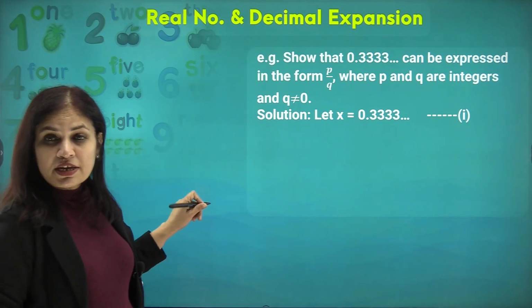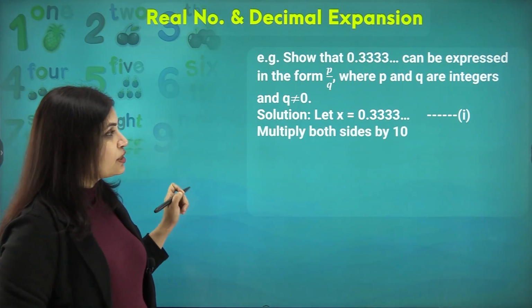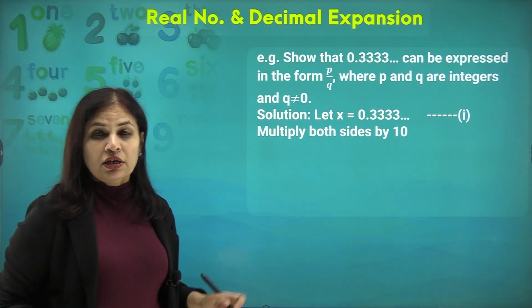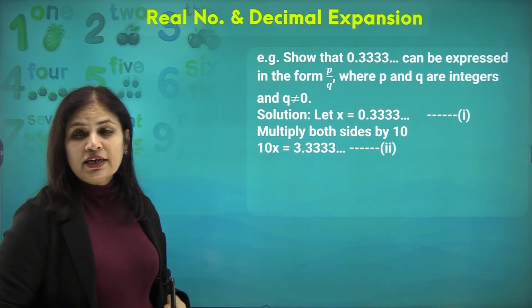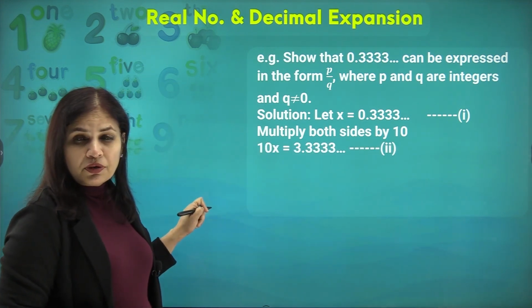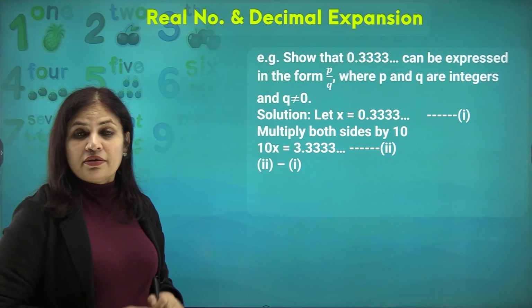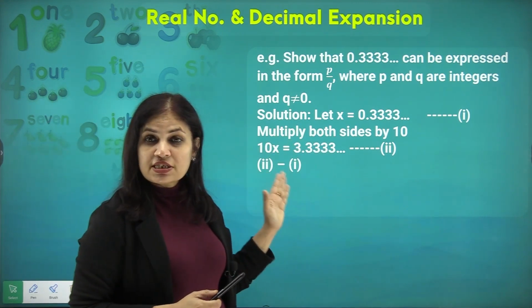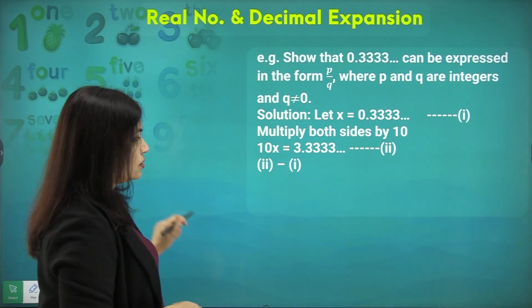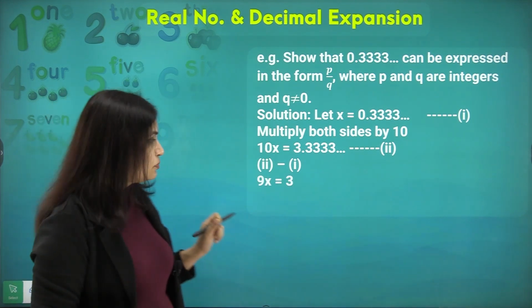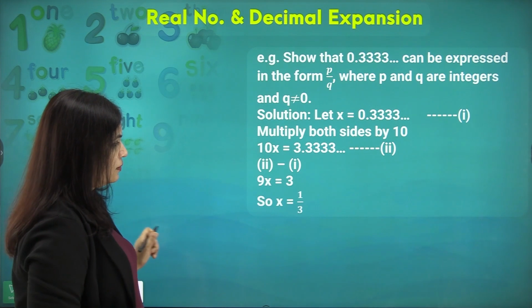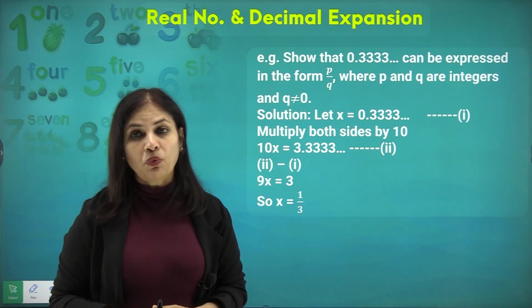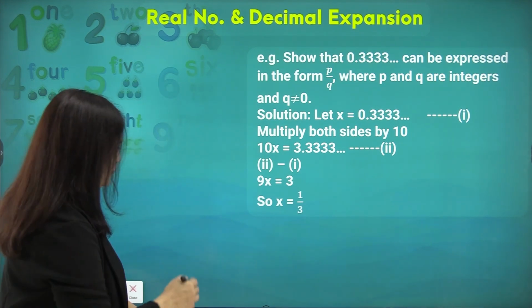So the same has been explained once again. Let x be equal to 0.333... Multiplying both sides by 10, we get 10x equal to 3.333... Now we come to subtraction. After checking that the decimal expansion is the same in both equations, we get 9x equal to 3, and x equal to 1 upon 3.